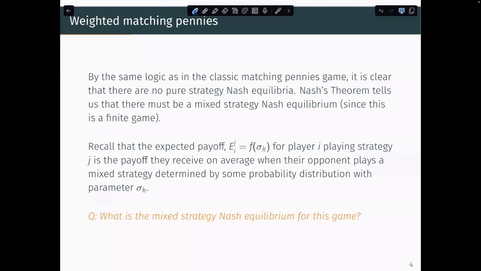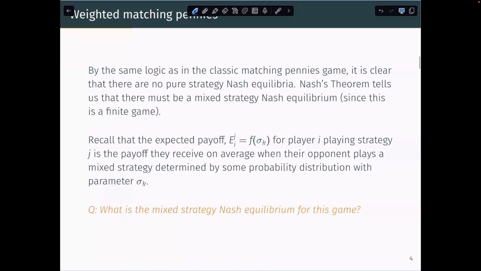Okay. And we defined before the idea of an expected payoff for player i playing strategy j, so that's E_ij, which is some function of a parameter sigma_k, where sigma_k is the probability of playing a particular strategy for your opponent. So the question then is, what is the mixed strategy Nash equilibrium for this game? What I'll do is work through this one with you, and then I'll let you have a go at some of the others.